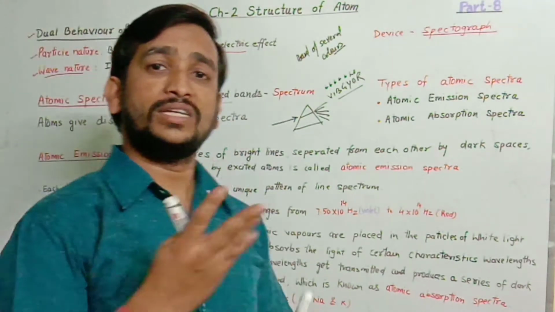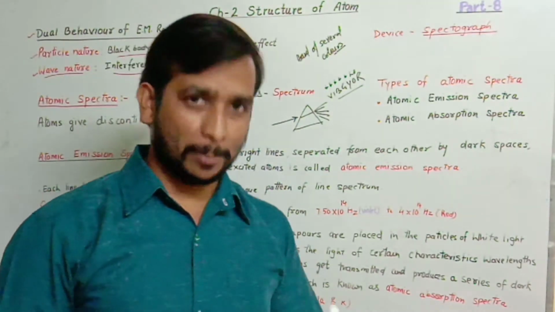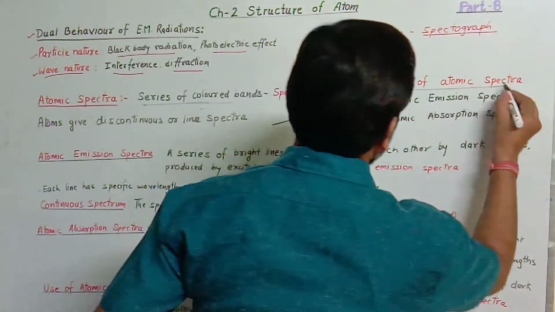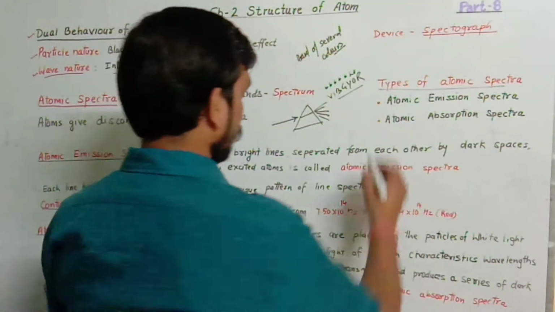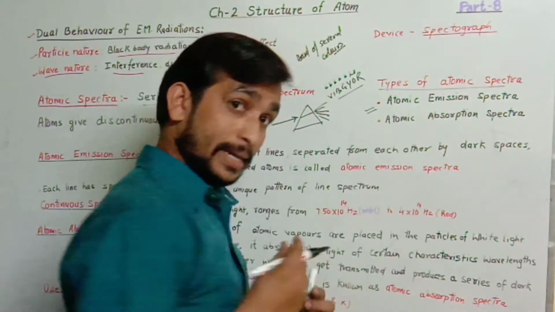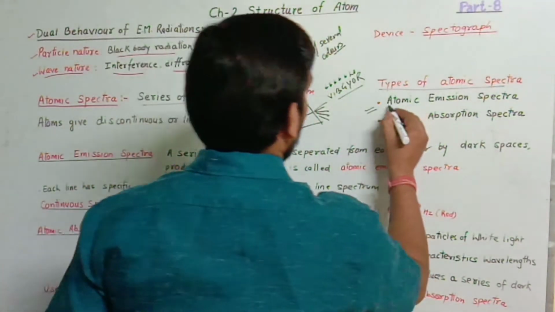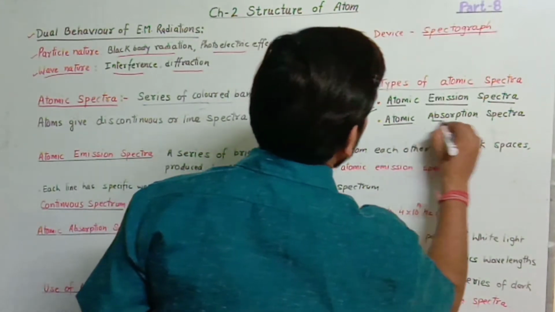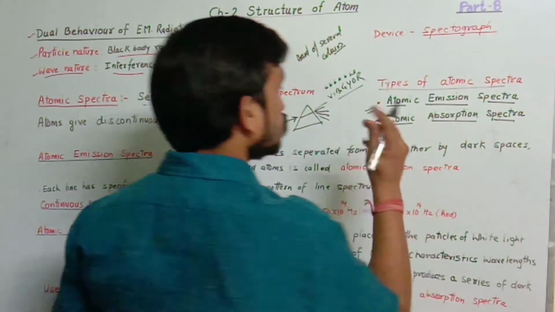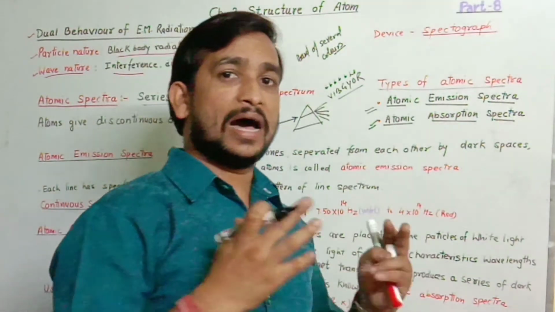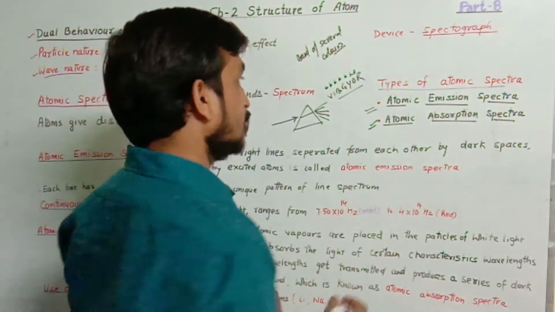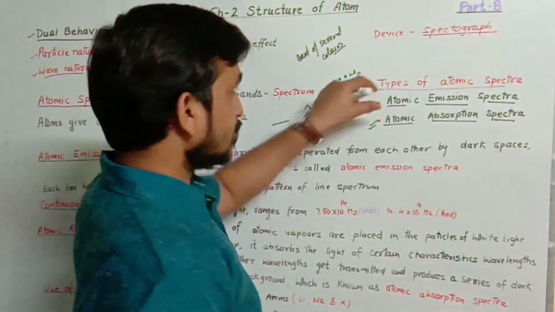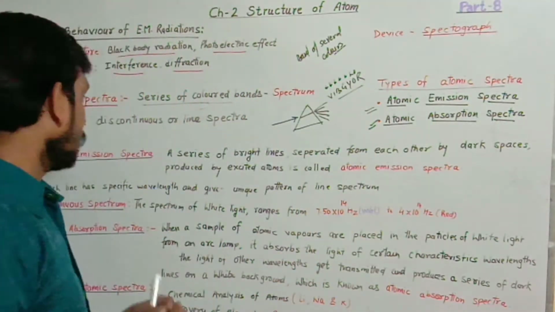Spectrum. So there are two types of spectrum observed in atomic spectra, that is, the types of atomic spectrum. The very first is the atomic emission spectrum, or second is the atomic absorption spectrum. So these two types of atomic spectra are observed in the case of atoms. So we will study these two spectra.